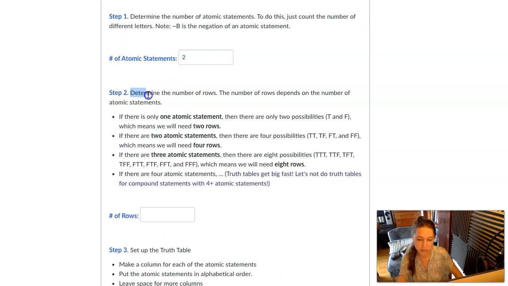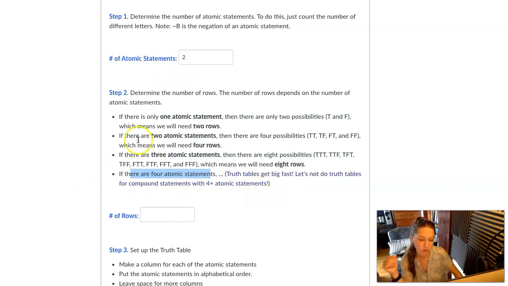Next, we determine the number of rows. And the number of rows depends on the number of atomic statements. If you have 1 atomic statement, there's only 2 possibilities, T or F, so you need 2 rows. If there are 2 atomic statements, there are 4 possibilities, so we need 4 rows. If there are 3 atomic statements, there are 8 possible combos of T's and F's, which means we're going to need 8 rows. And if there are 4 atomic statements, we're going to need 16. And if 5, 32. It blows up quickly.